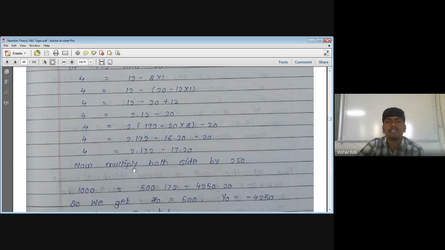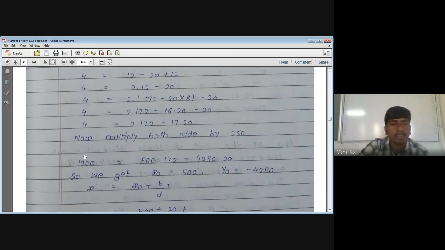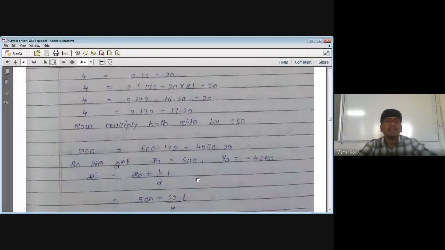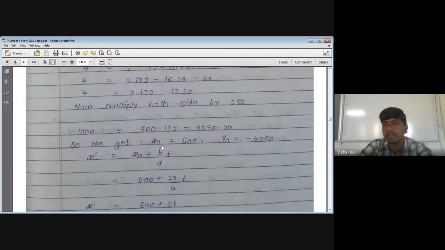Now let us multiply both sides by 250. Then the LHS is 1000, which equals 2 into 250, that is 500, into 172, minus 17 into 250, that is 4250, into 20. Now if we compare this, 500 is x naught and minus 4250 is y naught. Therefore x naught is 500 and y naught is minus 4250. Now we know that if x naught and y naught are particular solutions of the given linear Diophantine equation, then x dash is x naught plus b upon d into t, and y dash is y naught minus a upon d into t.